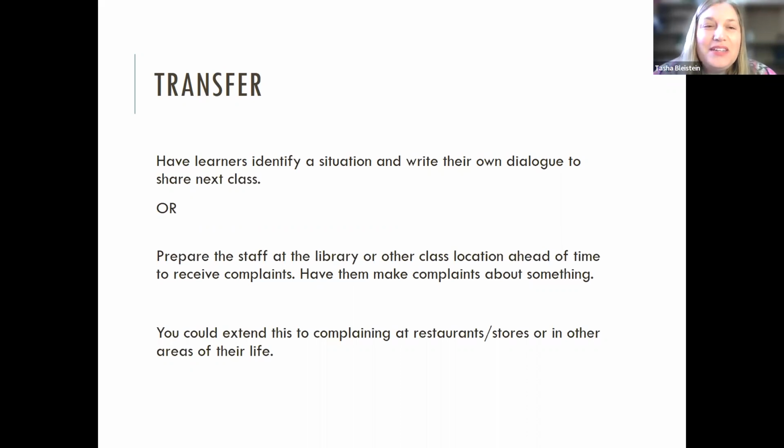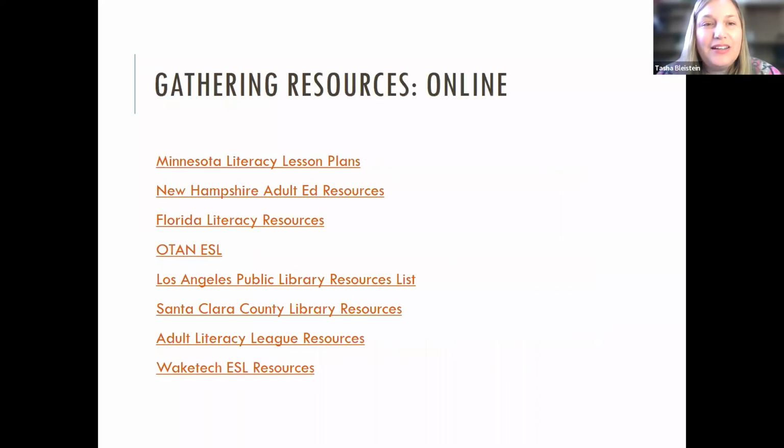What I wanted to show you is I can take something my learners are dealing with on a daily basis, and we can spend an hour and a half on this with no resources needed other than the learners and their lives and our knowledge of English. And then they can transfer this to what they need. So if you're looking for other resources, I listed a few here. There's tons of good resources out there for free online.